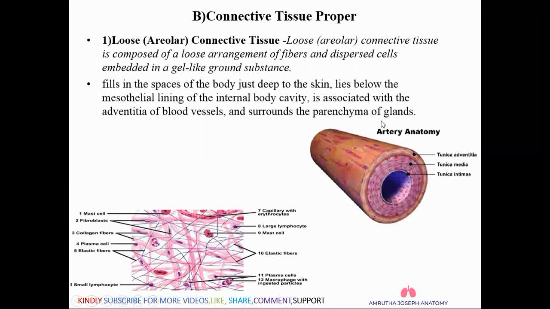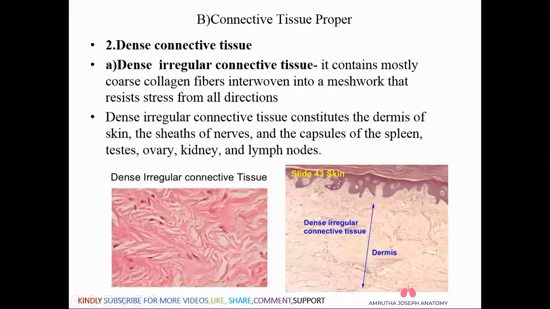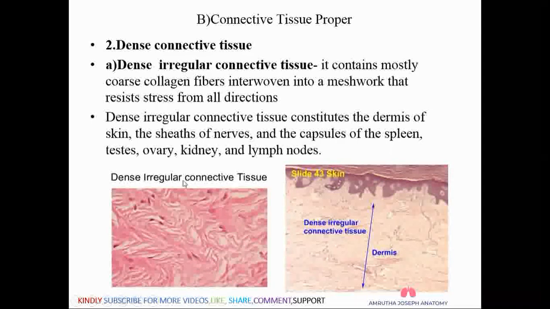It is also seen in glands. There are different types of glands in the body, like the salivary gland and other glands. Glands have a part called parenchyma, and there also you have loose connective tissue. The next classification in connective tissue proper is dense connective tissue. Here, as the name suggests, the fibers are arranged densely, and in that you have another classification, that is dense irregular connective tissue. Here the fibers are arranged densely, but the arrangement of the fibers is not regular.